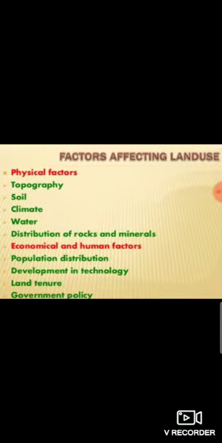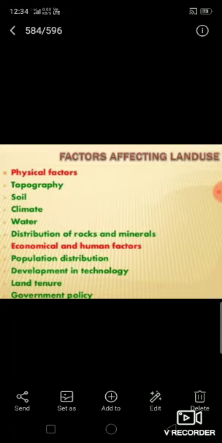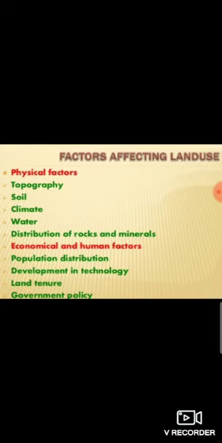Now, the factors affecting land use. The factors that affect land use are, first, physical factors. In this, topography, soil, climate, water, distribution of rocks and minerals. Now, topography. The physical features of an area affect the land use pattern. Fertile plains with a good network of rivers are suitable for human settlement. On the other hand, lofty mountains might not be suitable due to difficulty in constructing roads and railways.